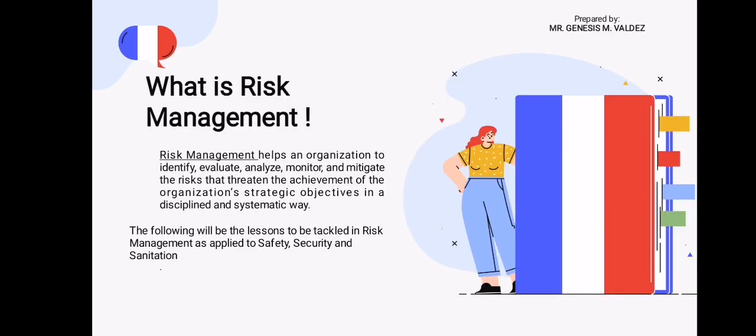Okay. Let's talk about risk management or our subject. According to your module, risk management helps an organization to identify, evaluate, analyze, monitor, and mitigate the risks that threaten the achievement of the organization's strategic objectives in a disciplined and systematic way. Okay, I know some of you, pag narinig natin ang risk, ang alam lahat, kapahamakan, or danger, mga ganun, di ba? Yun yung mga unang pumapasok sa atin.